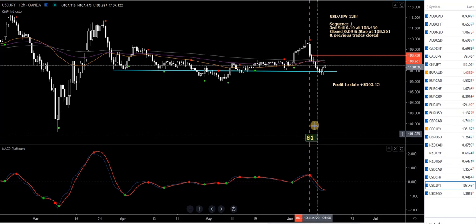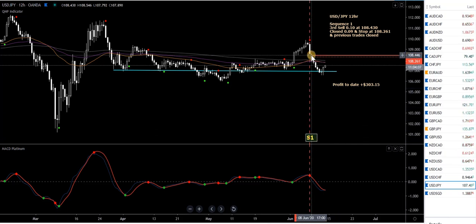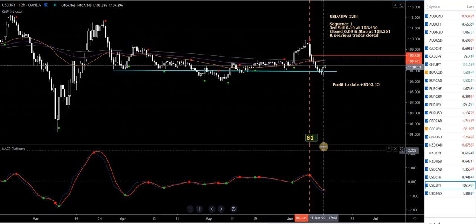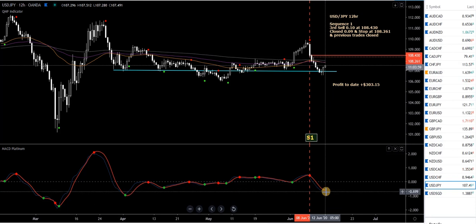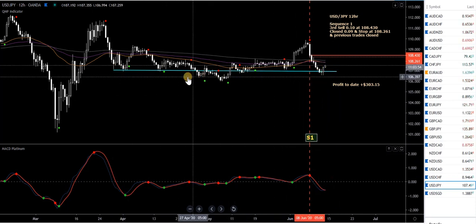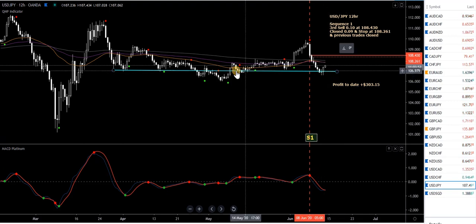USD Japanese yen, in a sell here, got a stop in place below the entry level. And not much I can do here. It looks like it's reversing to the upside. This support/resistance level here just holds. Again, that's another pair that's been tough to trade.